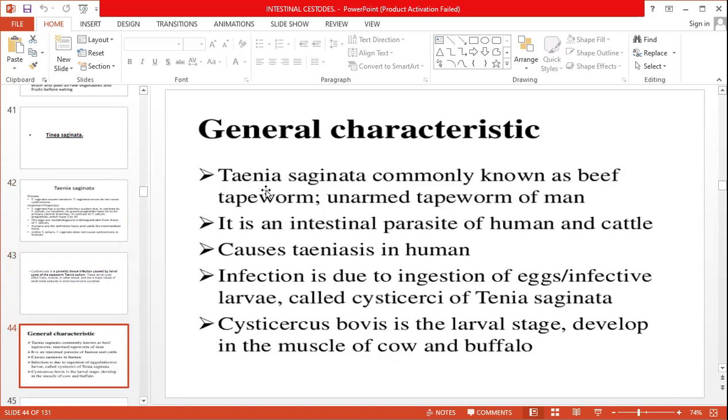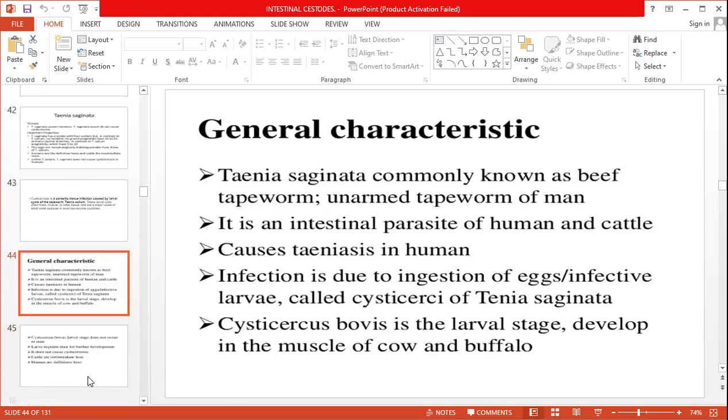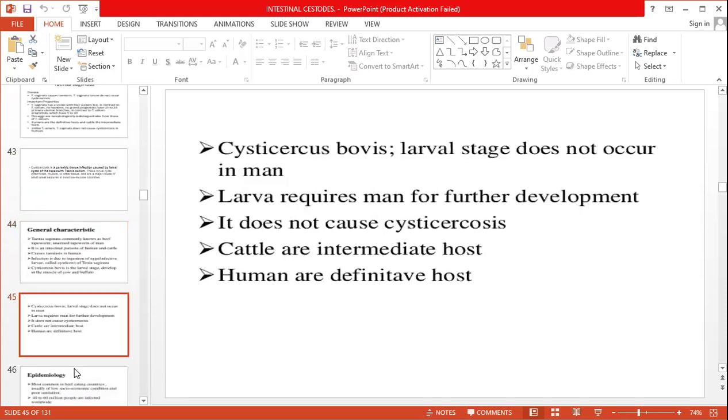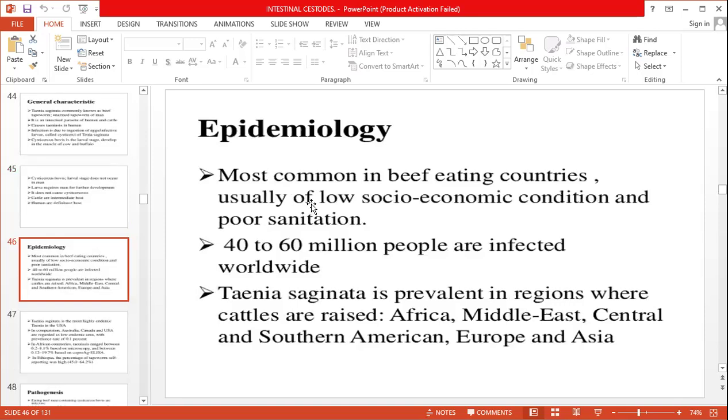Characteristic features: Taenia saginata, commonly known as the beef tapeworm or unarmed tapeworm, is the intestinal parasite of humans and cattle, and causes taeniasis in humans. Infection is due to ingestion of eggs and infective larva called cysticerci of Taenia saginata. Cysticercus bovis is a larval stage developed in the muscles of cows and buffaloes.